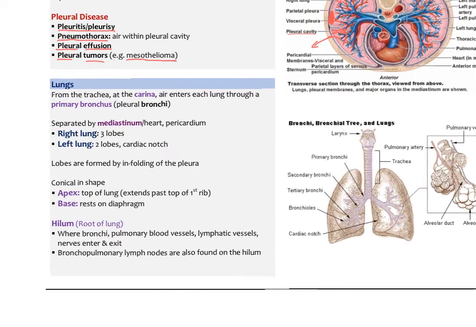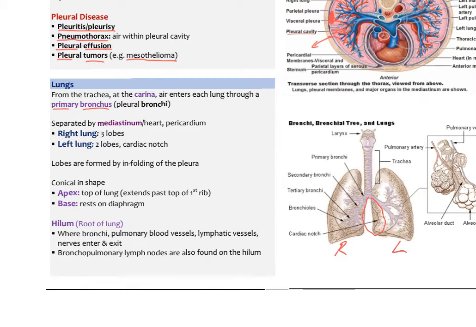The lungs technically start from the trachea at the carina. We have the two primary air tubes. They're called the primary bronchi, and a singular bronchus, but plural bronchi. So the right bronchus leads into the right lung, which again is on the patient's right, so that's right. And then the left bronchus into the left lung, and that's left. We, of course, have the mediastinum separating them, and then the heart and pericardium are found in here as well.